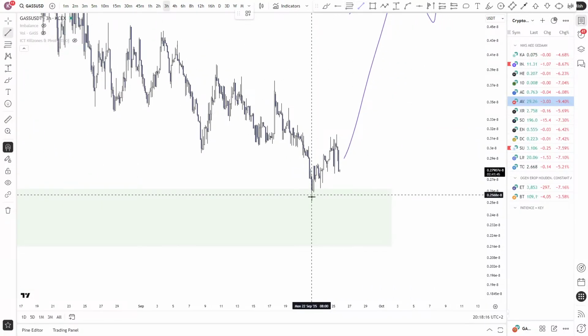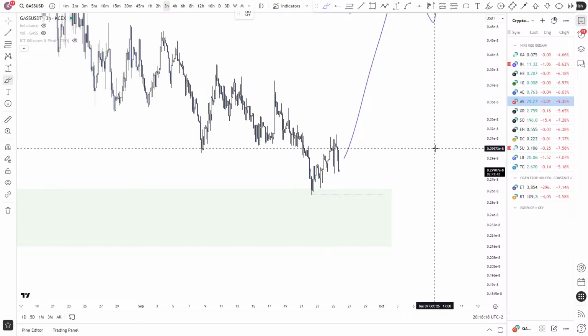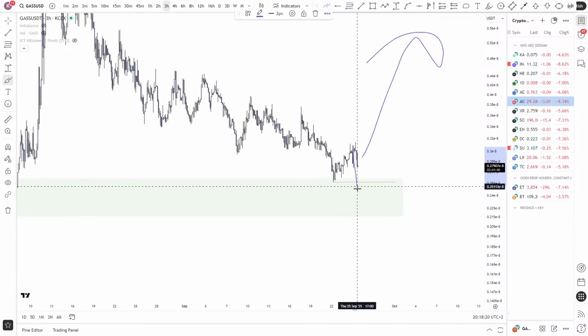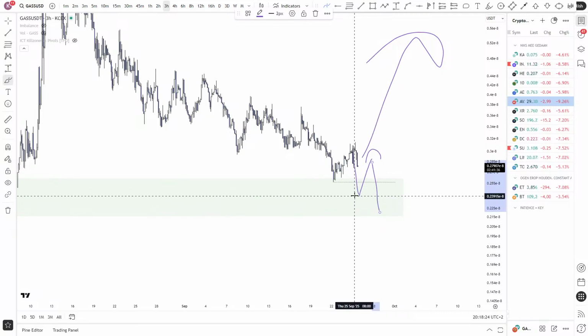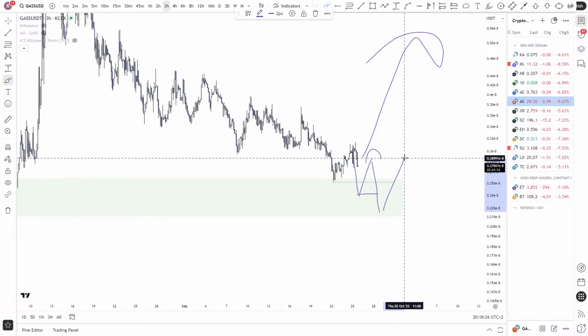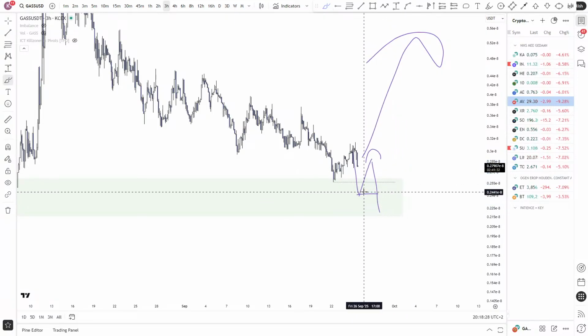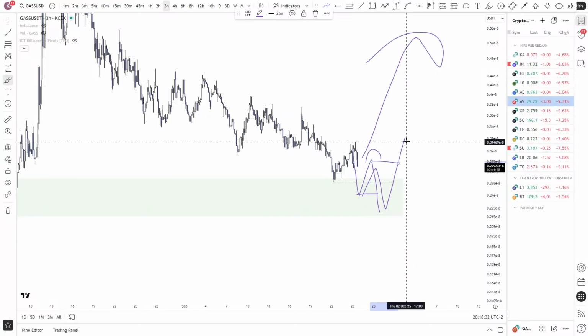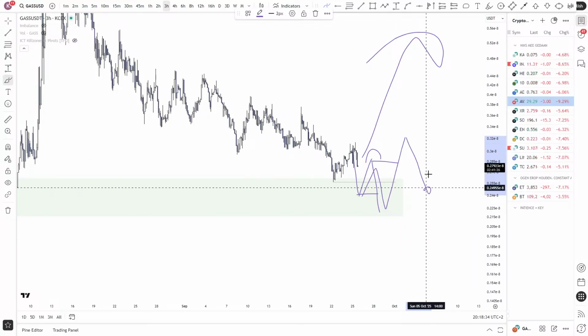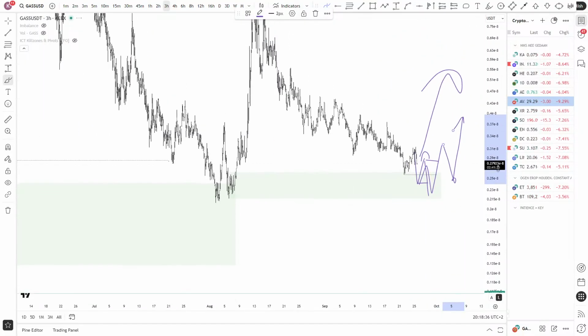So we want to make new lows and then we can try again. So make new lows, then try again. If we fail doing so, we need to make new lows and then we need to try again. If we do get that breakup, then you could play the higher low for the higher high.